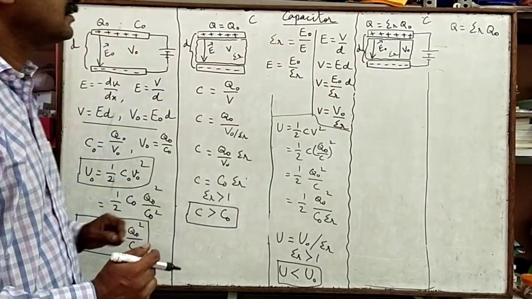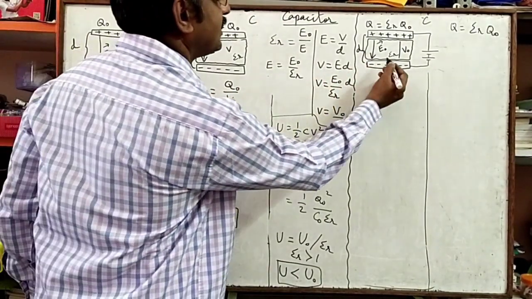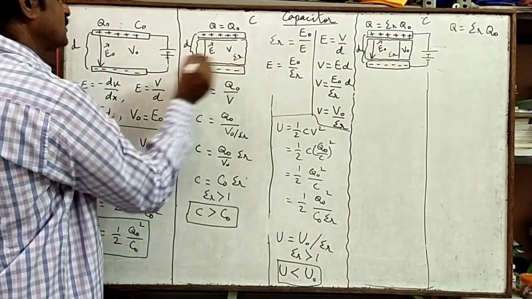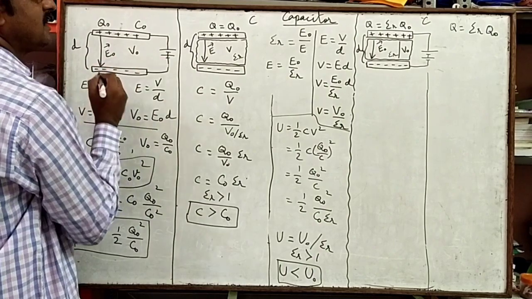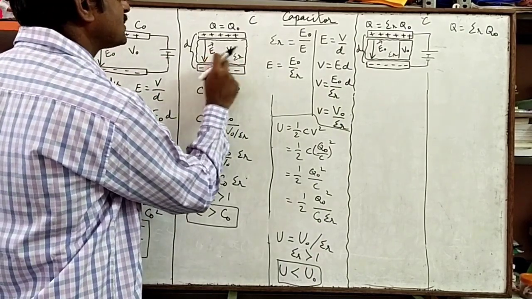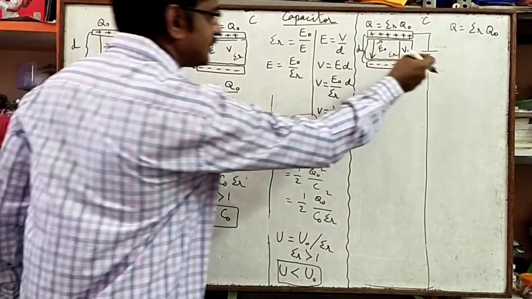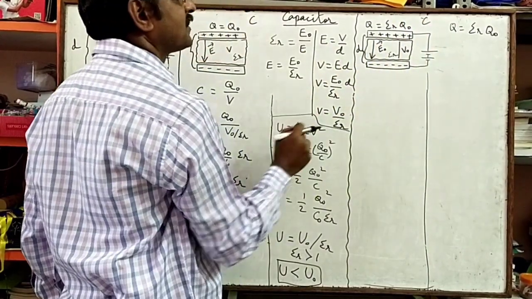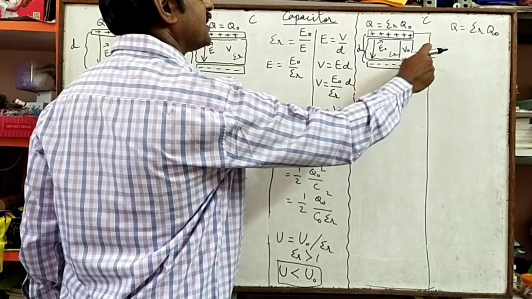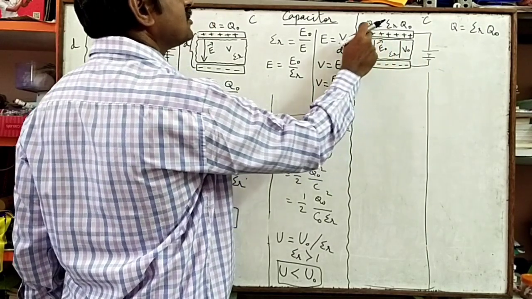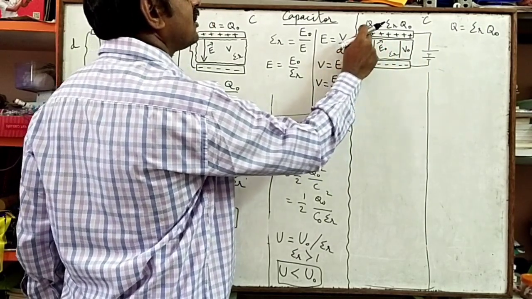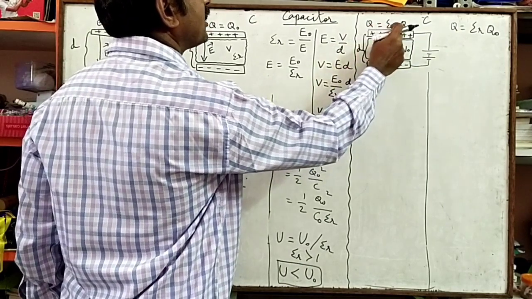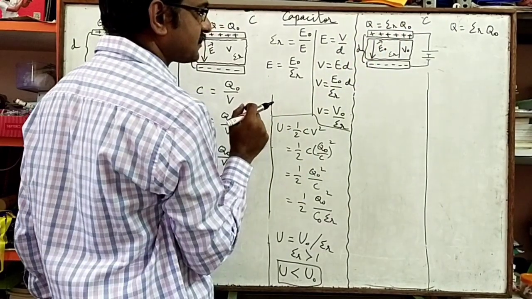Now, this case, that is, dielectric is there and battery is also there. In the earlier case, no dielectric, battery is there. In that case, dielectric is there, battery is removed. In the third case, dielectric is there, battery is also connected. As the battery is connected continuously, charge will increase. Charge will increase by epsilon r times. Q will be equal to epsilon r times Q naught.